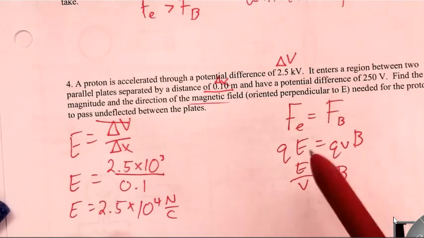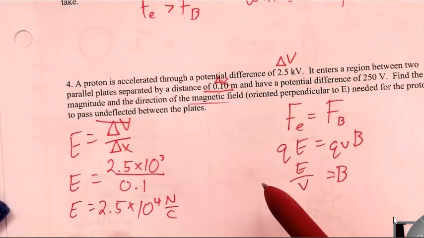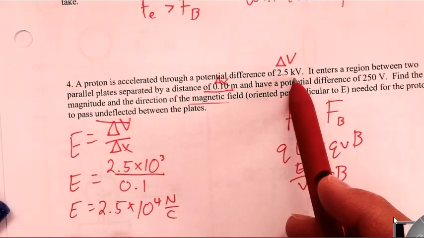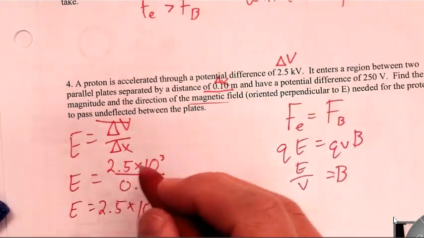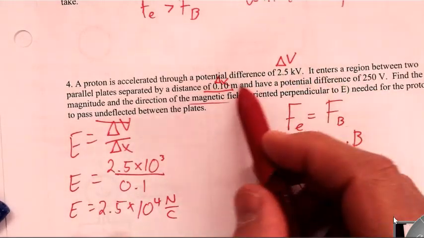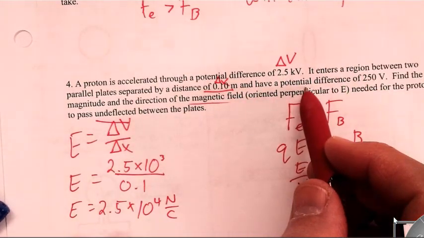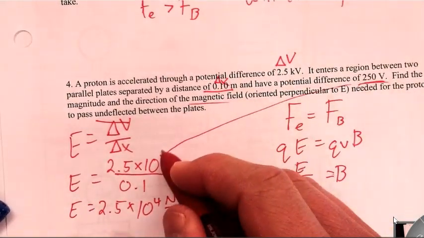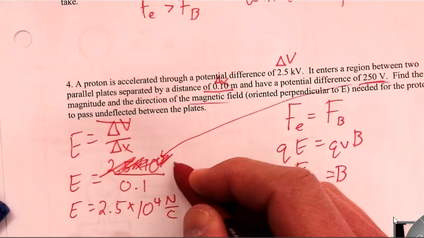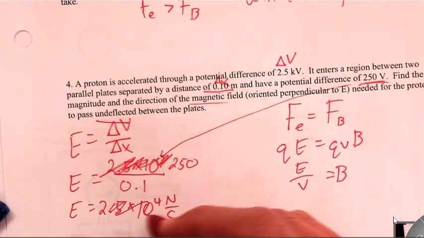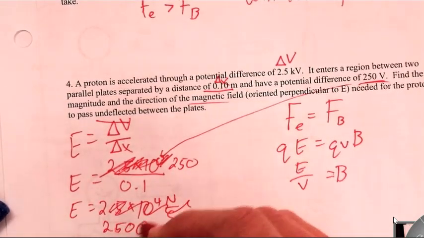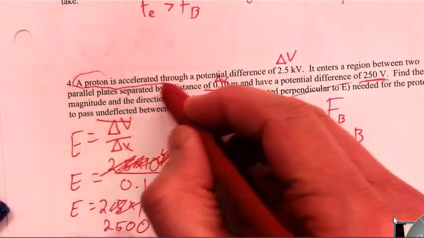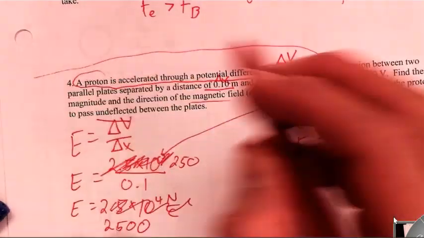How do I do that? Wait, what? Oh, I definitely did that wrong. So sorry. Oh, sorry. It should be 250 volts. This should be 250 volts. So this becomes 2,500. Okay. Now, how do you find the velocity? This is the part where we use this to find velocity.